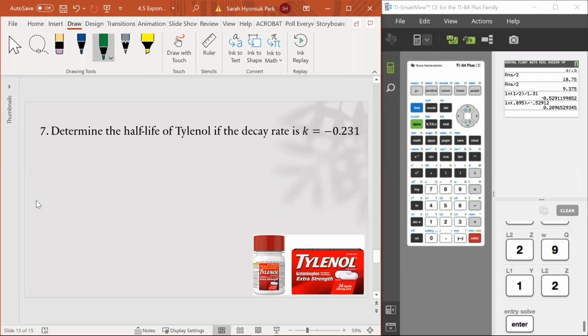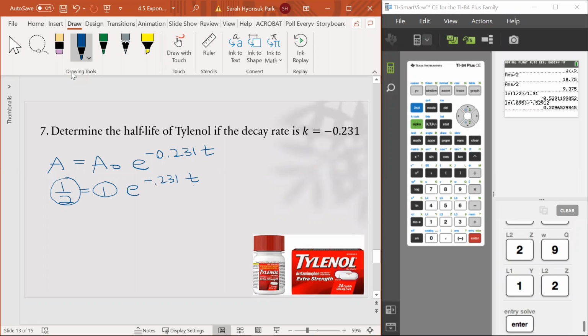So here we are going to write the model again. And this time we have e to the negative 0.231 t. And we know that A is going to be half the original amount, A initial. I'm just going to put 1. If you take 1 tablet, I'm trying to see when it becomes half a tablet. So e to the negative 0.231 t. We're trying to find t. That's our goal, half-life, like how long it'll take.